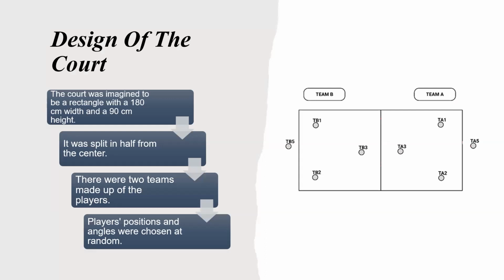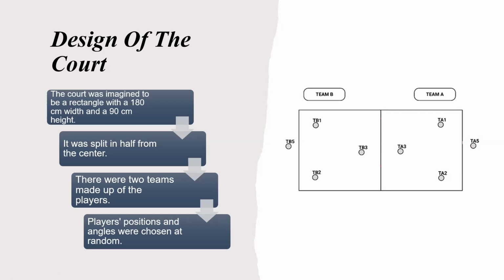Design of the court. Moving further, the design of this court was imagined to be a rectangular area with 90 centimeter height and 180 centimeter width. As you can see clearly in this given image, our starting point is in the center. It was split in half. The net position is shown by this line.